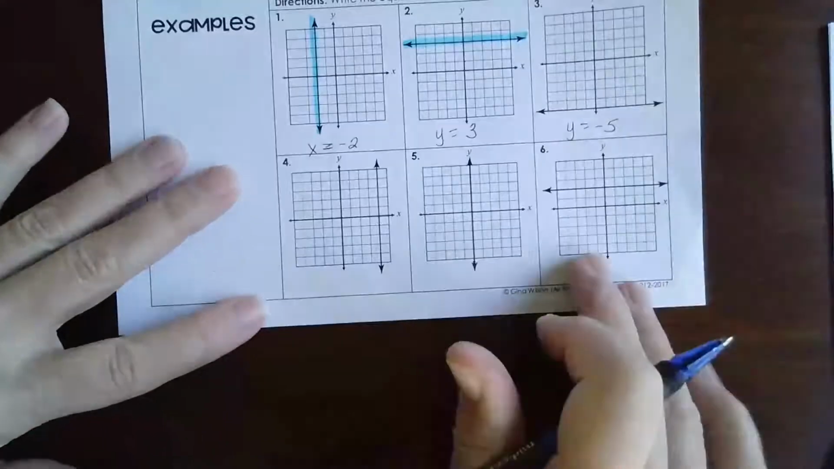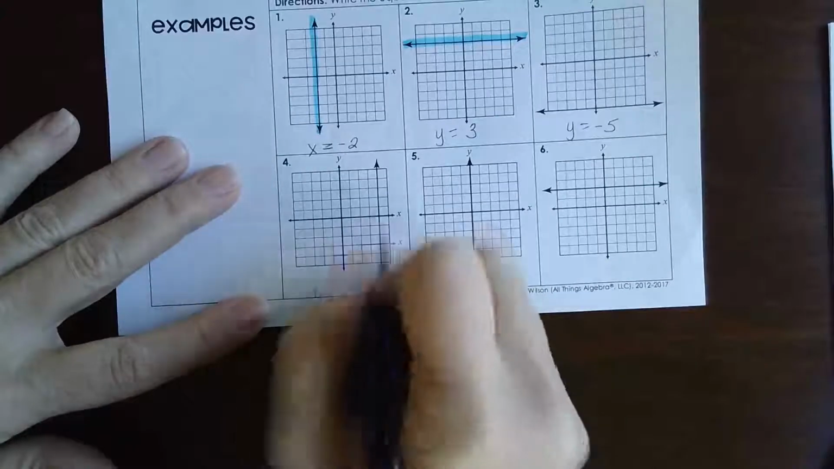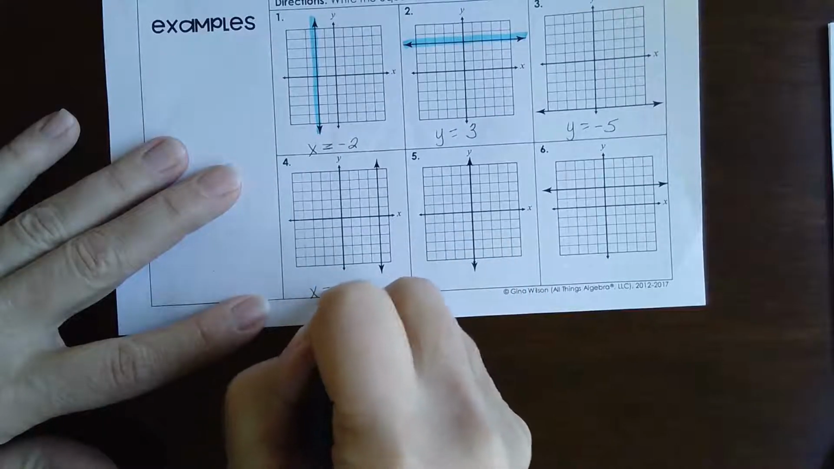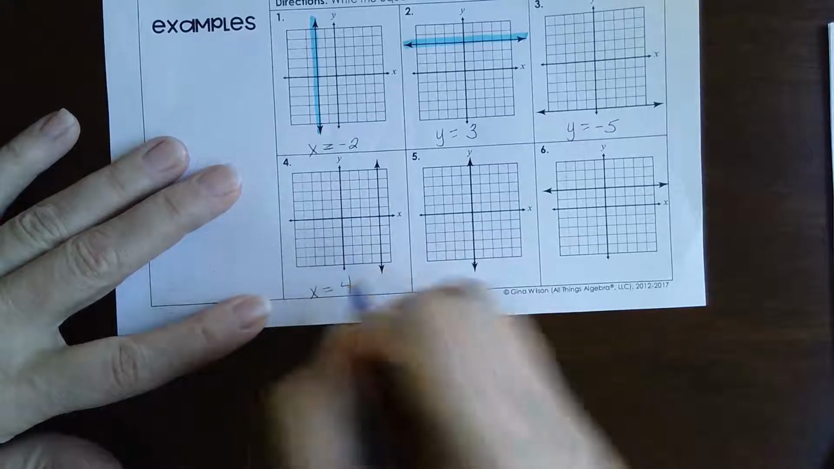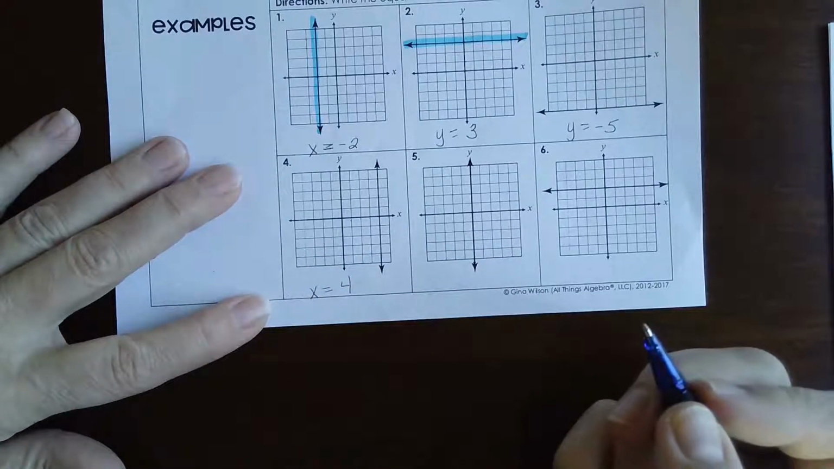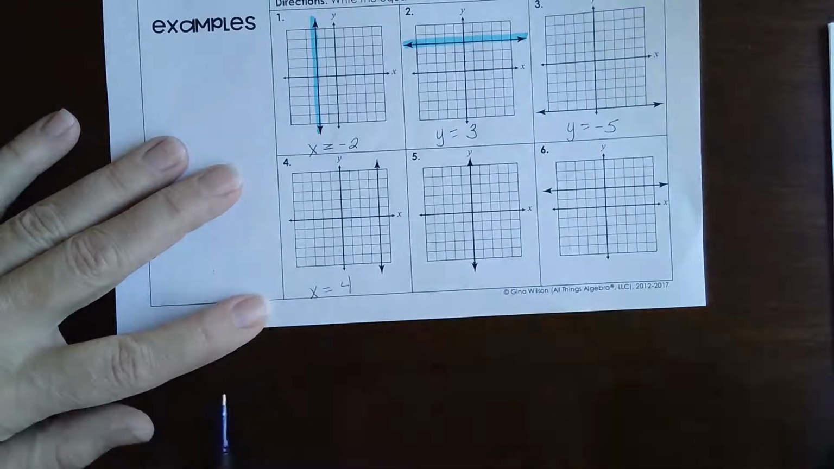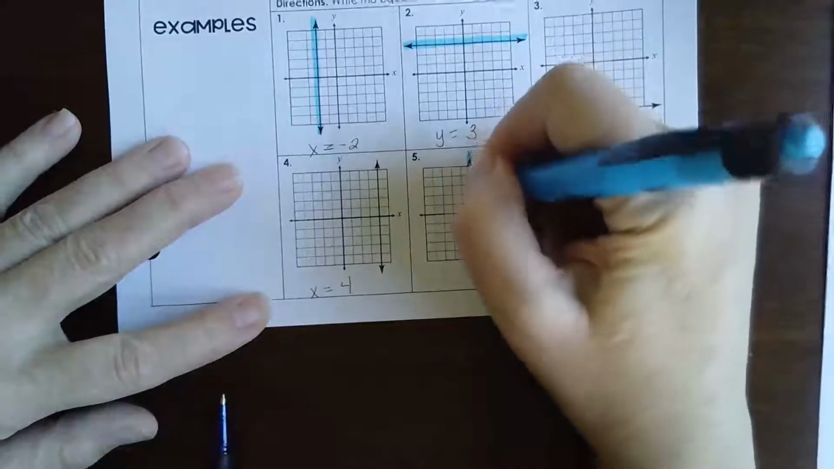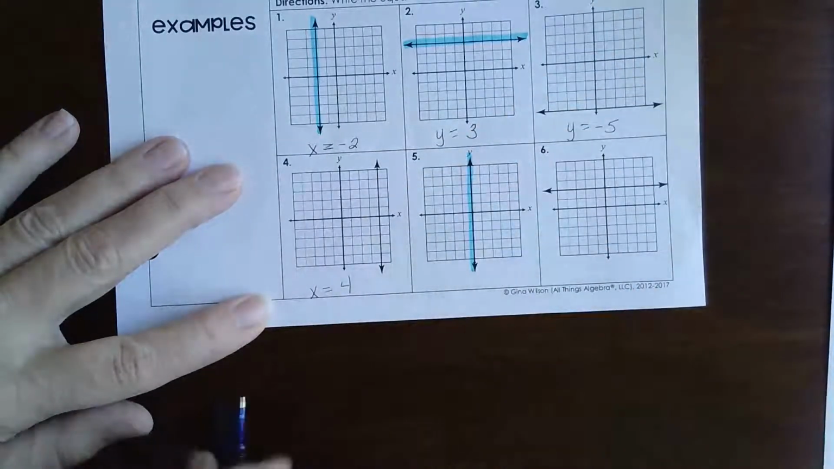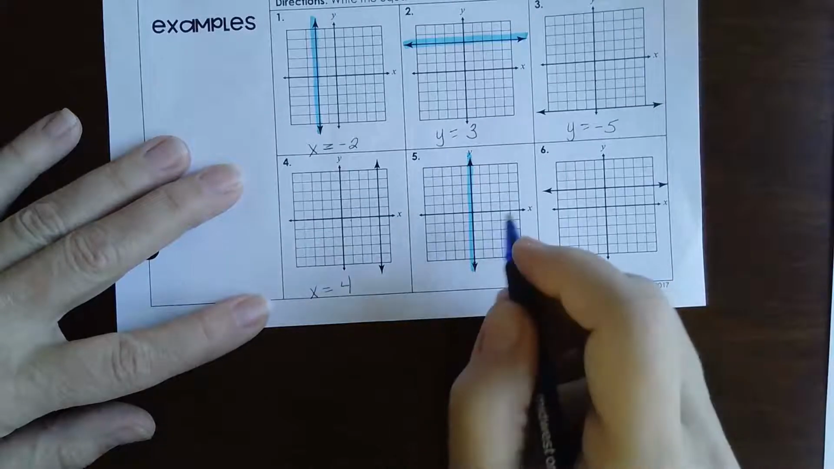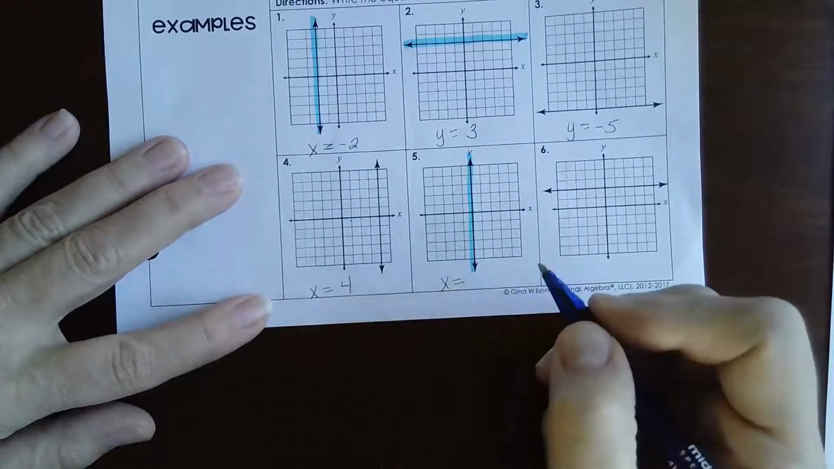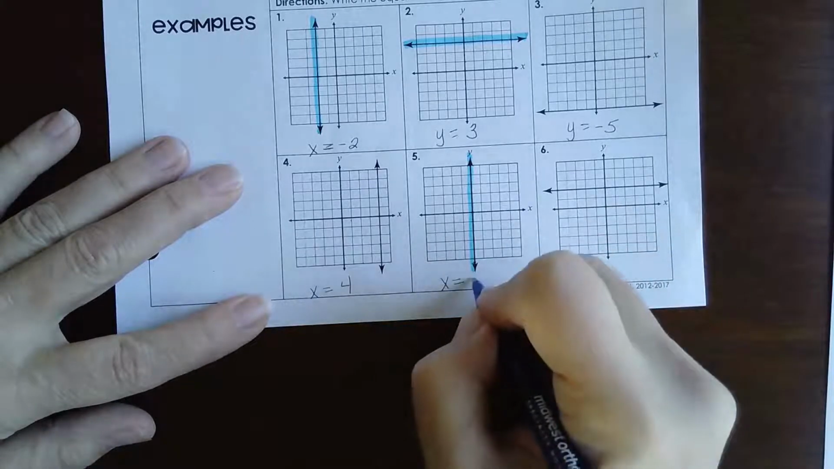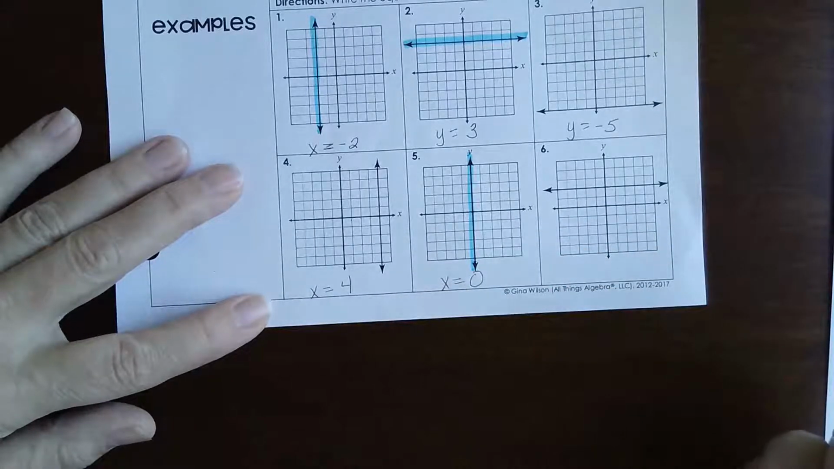And then number 4, it's crossing the x-axis, so it's going to be x equals 1, 2, 3, 4, because we went to the right 4. Look at this one. It's crossing the x-axis, and where's it crossing? Right at the origin. So this one's going to be x equals 0.